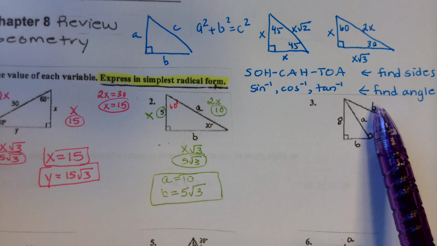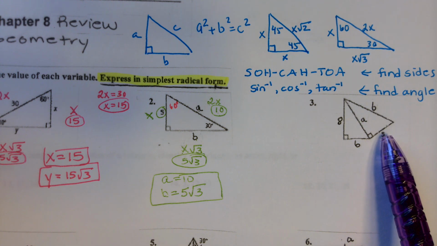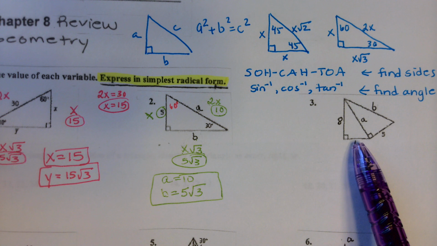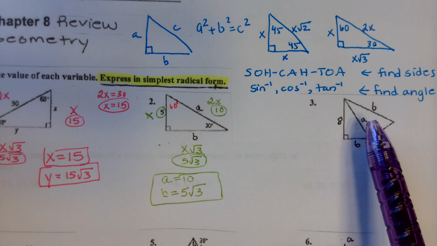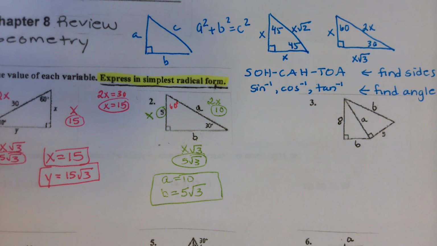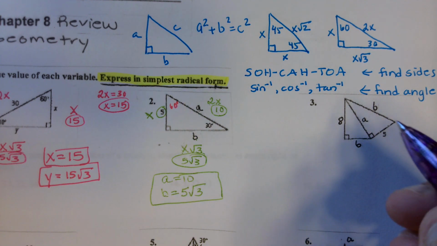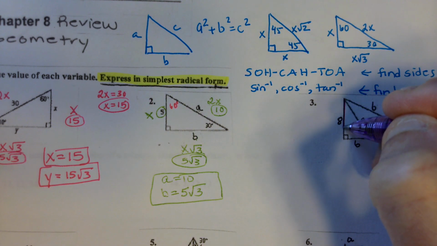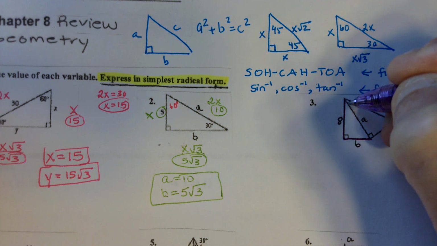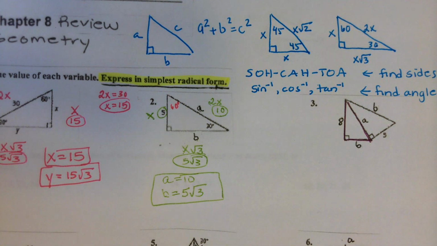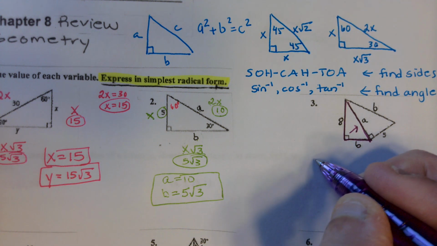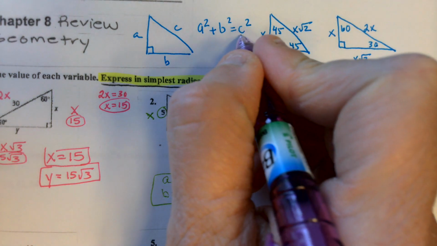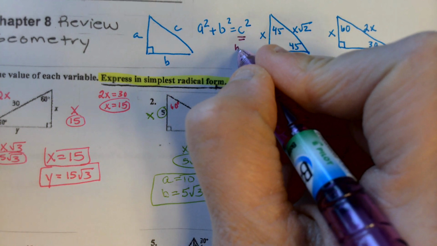This one has two variables and a side. This one has two sides and a variable. We can use Pythagorean theorem. I have at least two of the sides, so we're going to do that. I'm going to focus in just on this triangle right here. So if I do that, which one's the hypotenuse? A. So that's the one always that is alone, the hypotenuse.